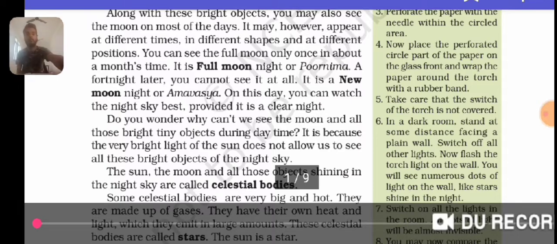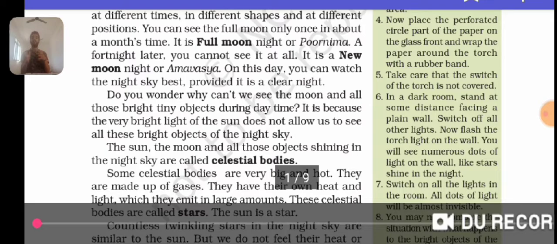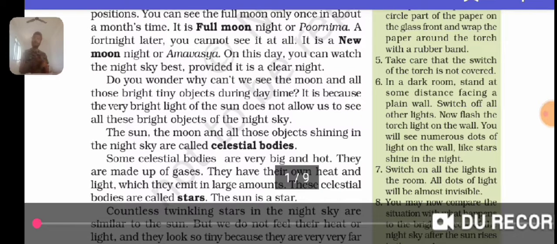Talking about the sun, let me tell you first what celestial bodies are. The sun, the moon, and all those shining objects in the night sky are called celestial bodies. But we are not able to see all those celestial bodies during the day because of the bright light of the sun. The sun itself is a star, which is made up of extremely hot gases. Yes, there are some heavenly bodies which have a large amount of heat and light.